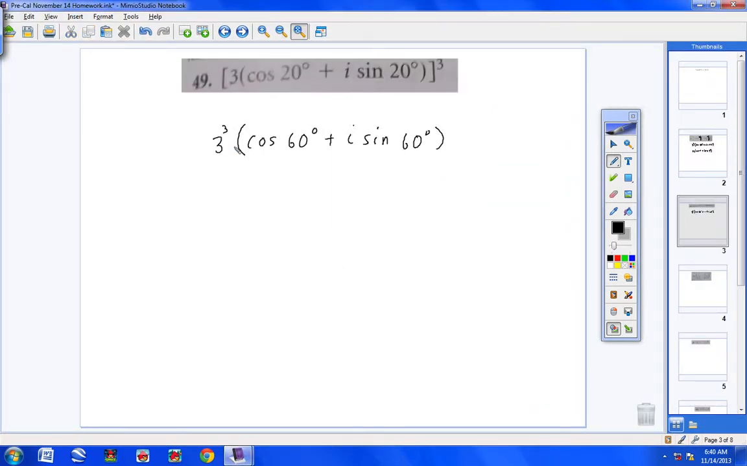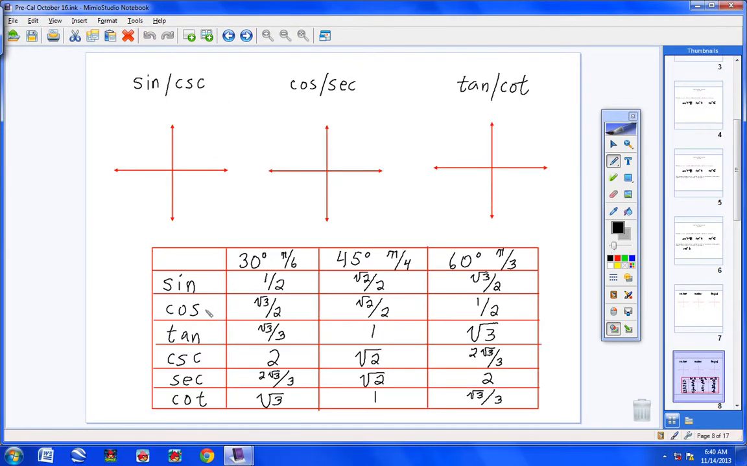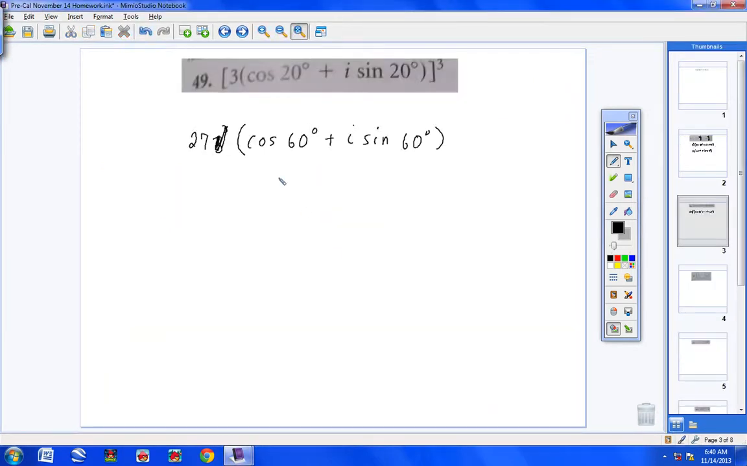Now we have 3 times 3 times 3, so really we have a 27 right here. And the directions say to write your final answer in standard form. So let's take a look at the cosine of 60 and the sine of 60. The cosine of 60 is 1/2, and the sine of 60 is square root of 3 over 2. Of course, we put an i with it, put a plus sign between it, and on the outside we still have 27.